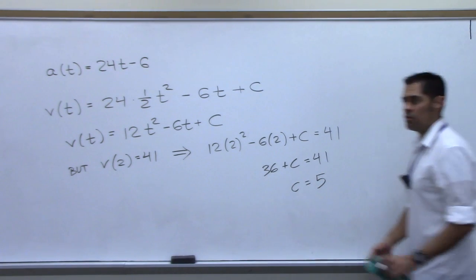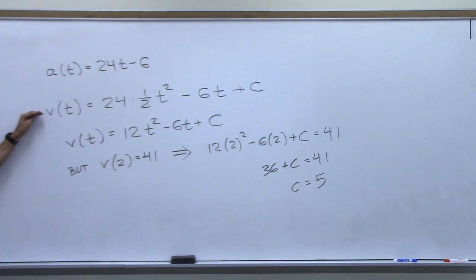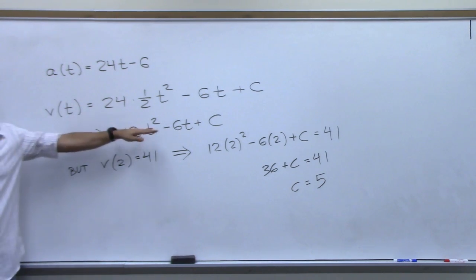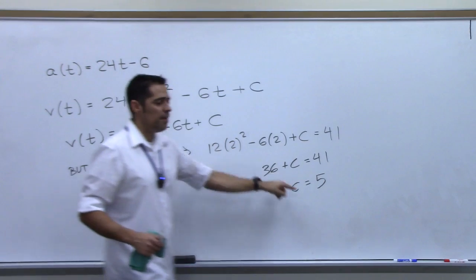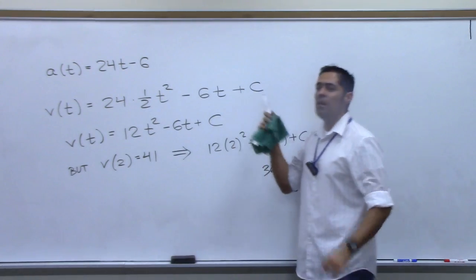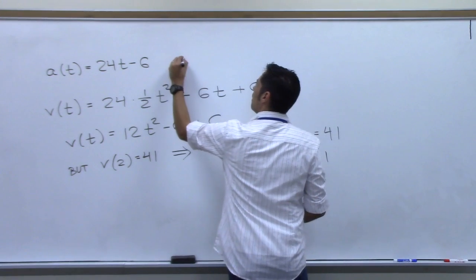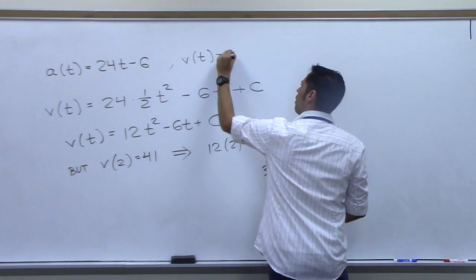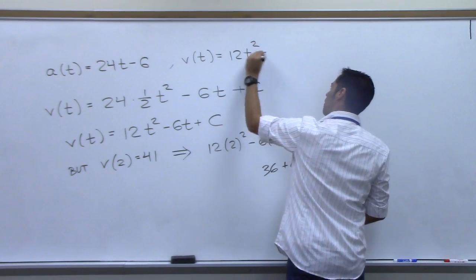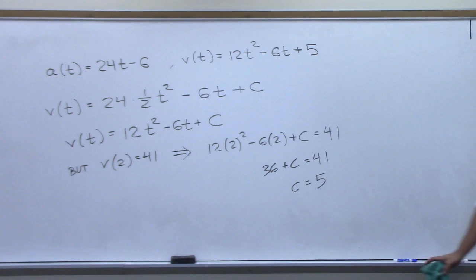So look at our train of thought here. We know the acceleration. We go backwards to get the velocity. I know it's a family of curves. I don't know which one it is. I use the condition that allows me to figure out what that c is. And now I know exactly what that function is. The velocity function is exactly 12t squared minus 6t plus 5. Okay.